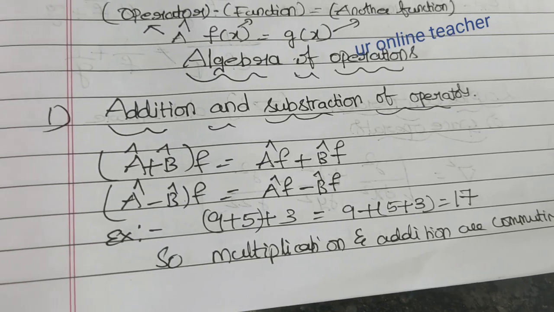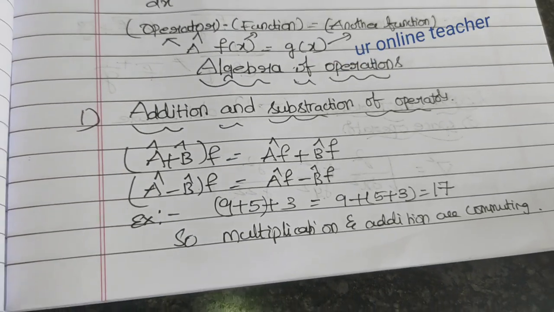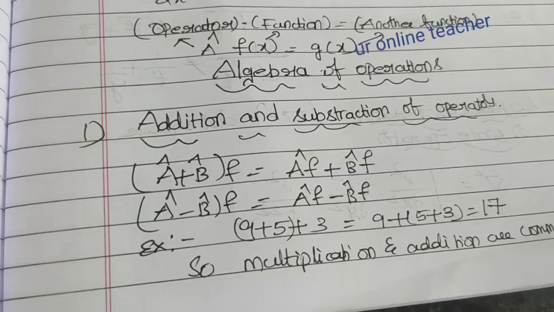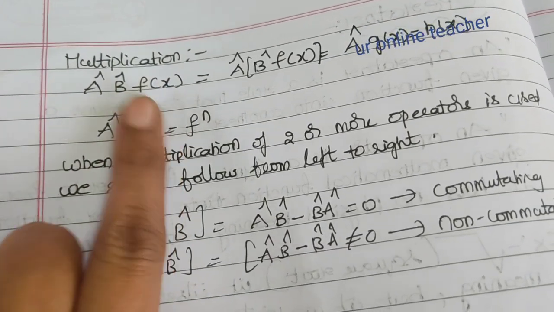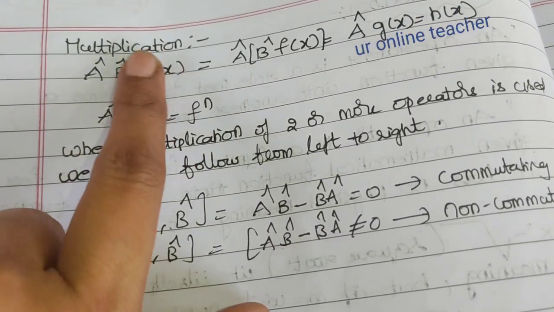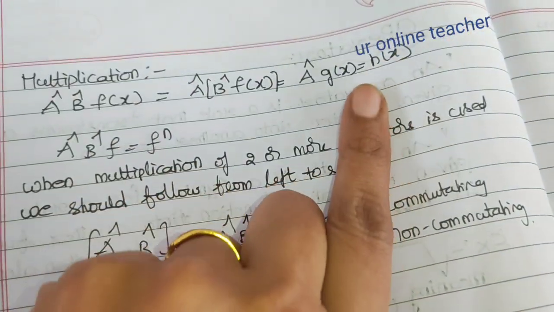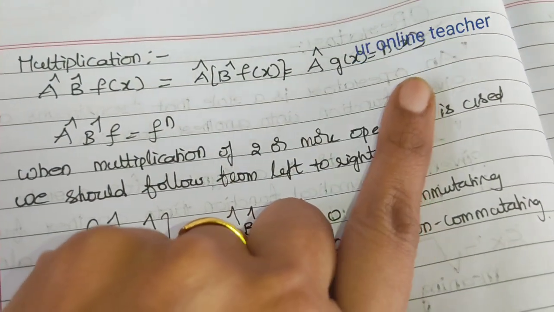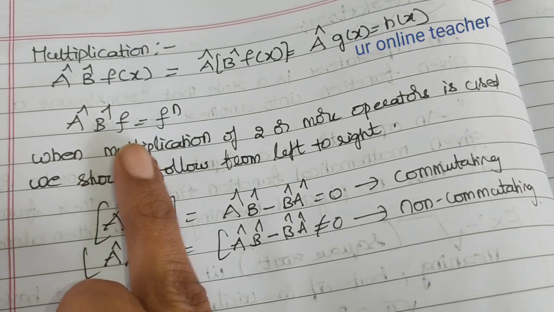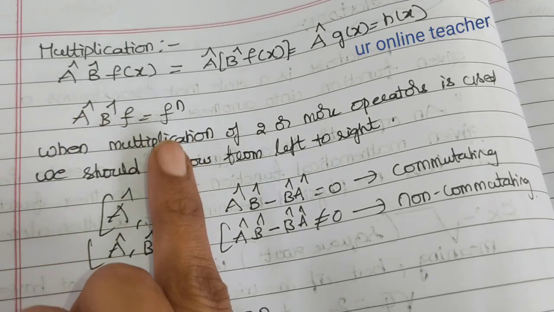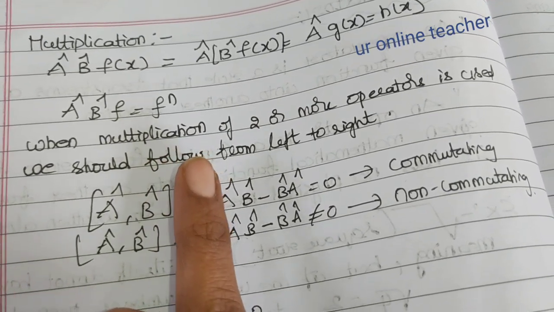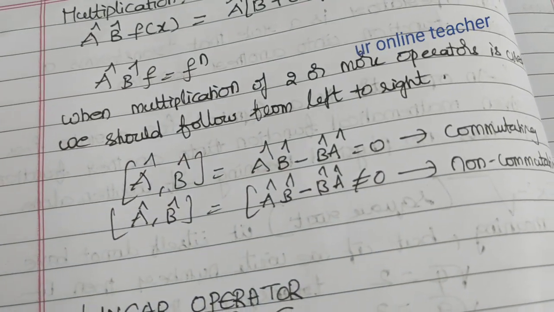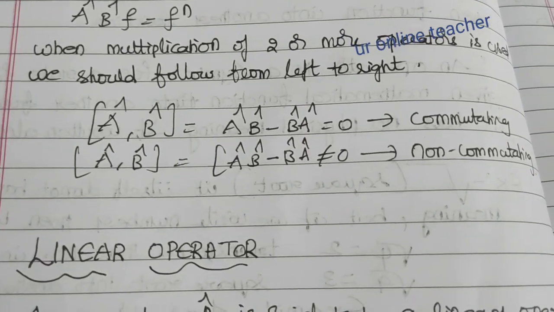So from this we can tell that multiplication and addition are commutative. What do you mean by commutating? What is the rule of commutating? Let's see. First let's see what multiplication is and how to do it. A cap B cap f(x) is equal to A cap, with B cap f(x) taken in the bracket, which is equal to A cap g(x), which is equal to h(x). When we take the multiplication of two or more operators, we should do the multiplication from left to right.